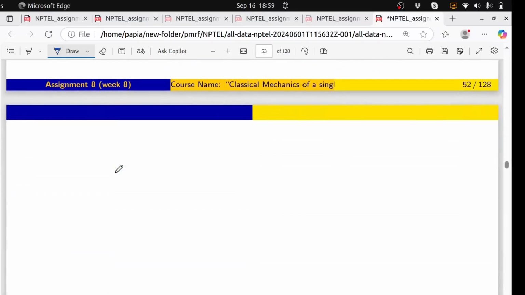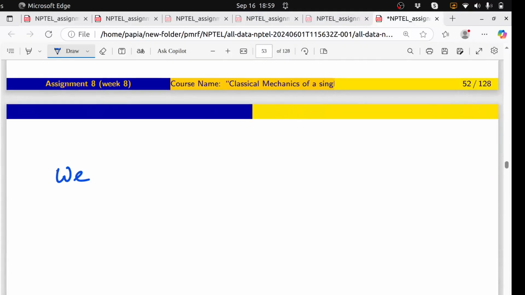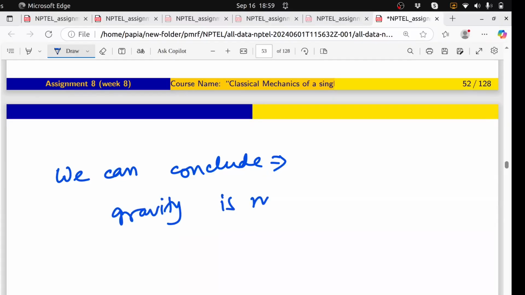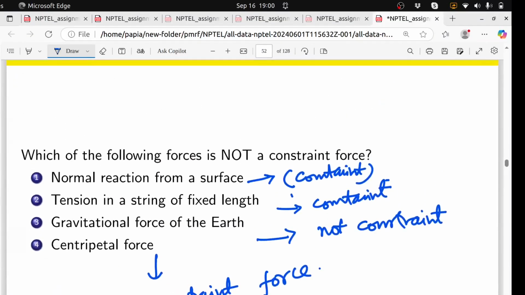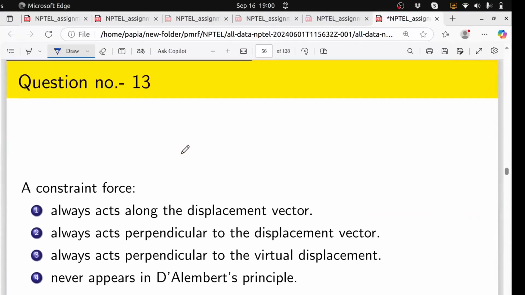Okay, so from these things we can conclude gravity is not a constant force. Okay, so maybe I can take this one. Okay, fine. Now we can go for the next question.